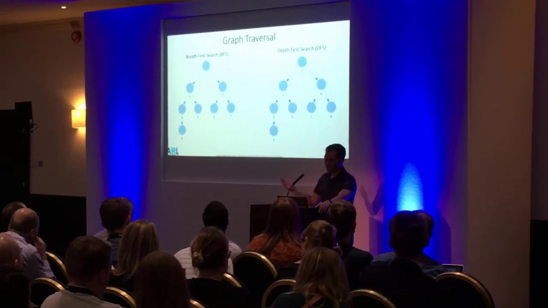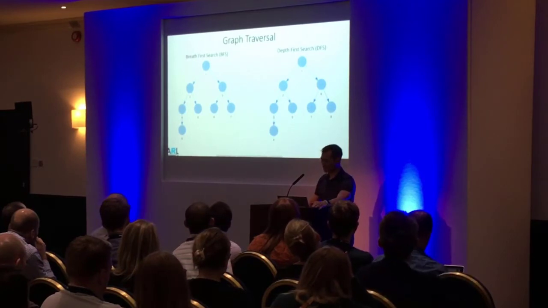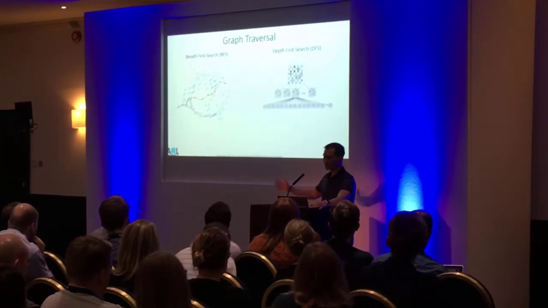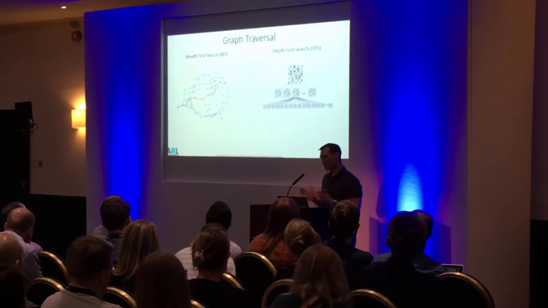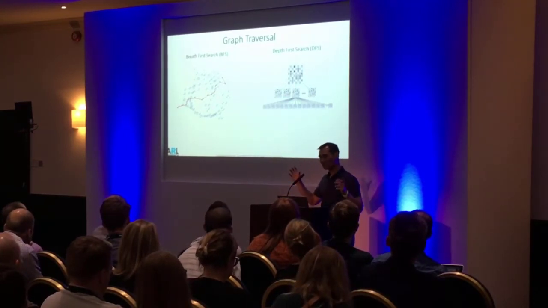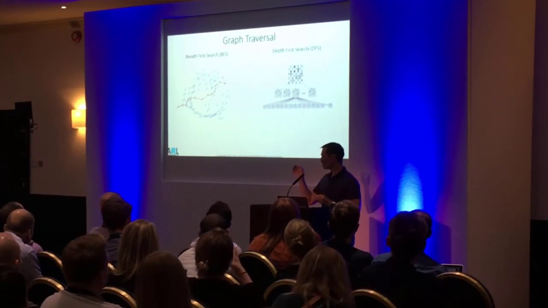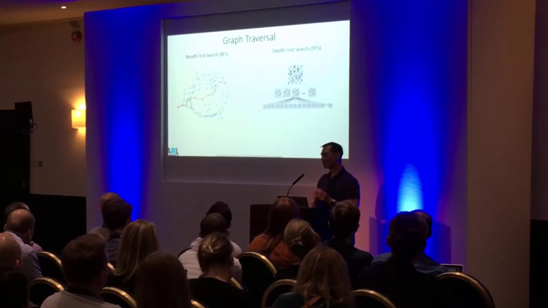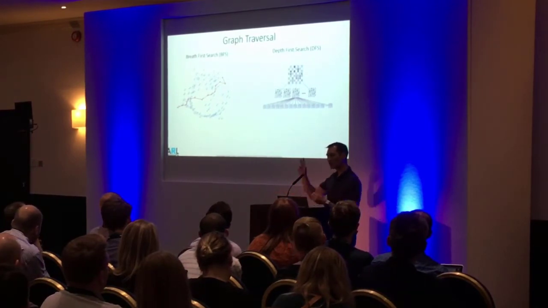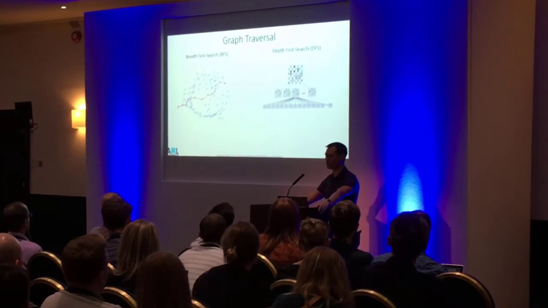Now, why do you actually care about that? Here are a couple of applications that you might find interesting. Breadth first search, because it goes across before it goes deep, if you set a node and a target, the first time it hits that node is pretty much guaranteed to be the shortest path. So if you're trying to find the shortest path to something, then you can use a breadth first search algorithm.